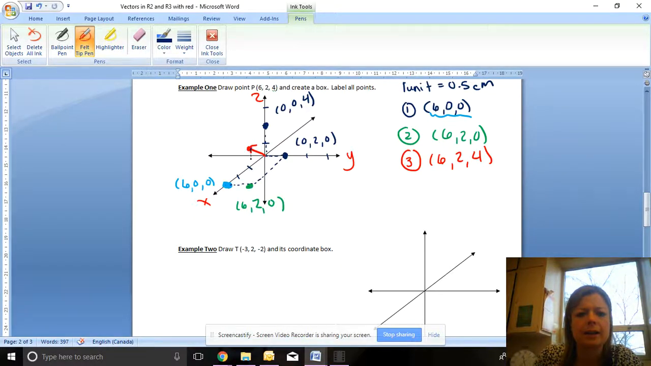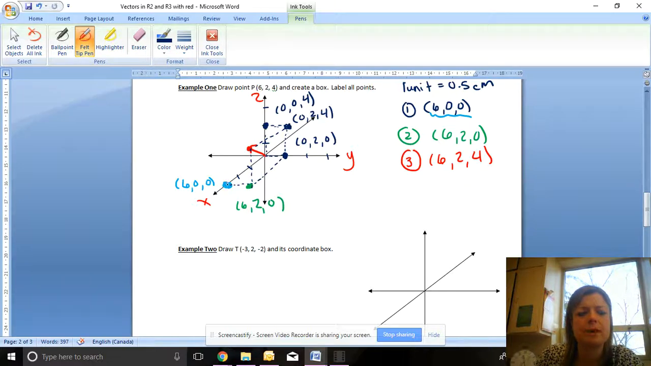And then I can connect this to here. So I need another point here, and I need another point here. So this point here will be going straight up. So that is 0, 2, 4. Because I haven't gone up or down this axis, I've just gone over and up. So that should be parallel to this axis. And then this is parallel to this. Then we connect these. So these two should be parallel.